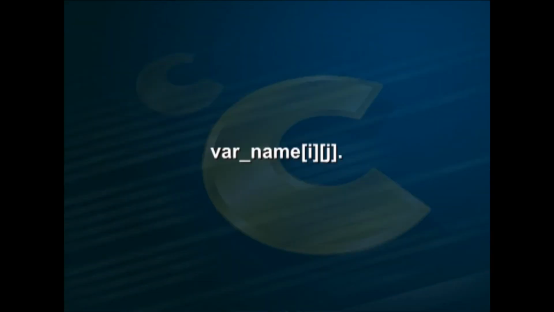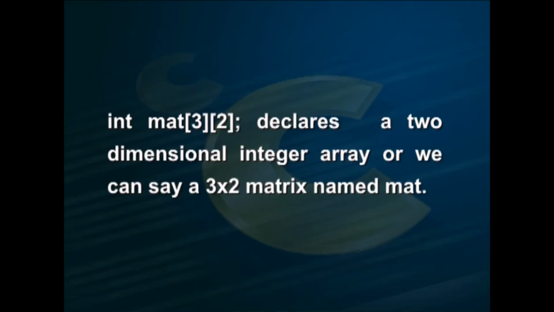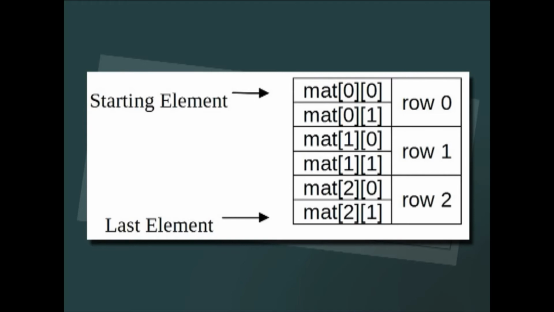Here two subscripts in two pairs of square brackets are used. The first subscript represents the row size and the second subscript represents the column size. The value in the ith row and jth column is referred to by variable_name[i][j]. For example, int mat[3][2] declares a two-dimensional integer array, or we can say a 3 by 2 matrix named mat. The 6 elements of mat are stored row by row in consecutive memory locations as shown in the figure.